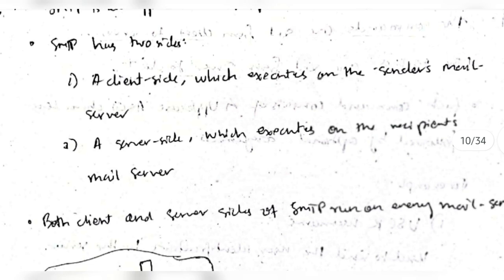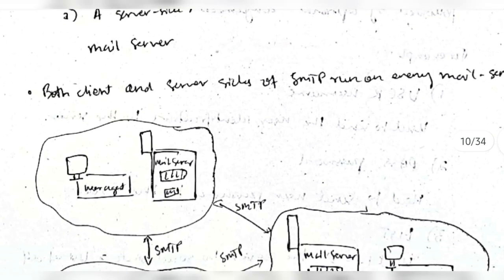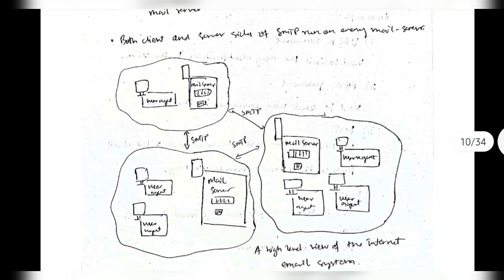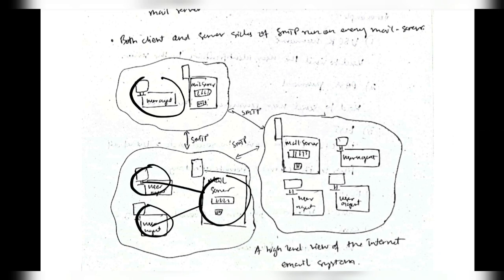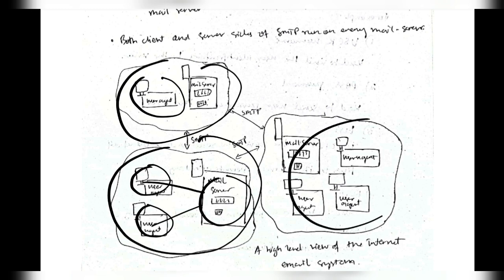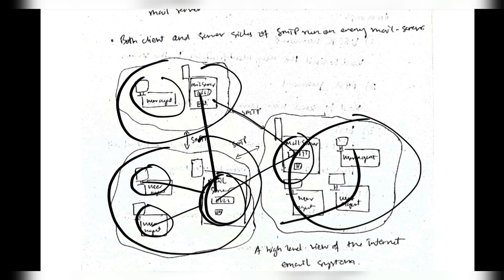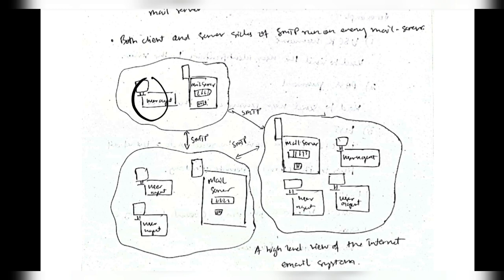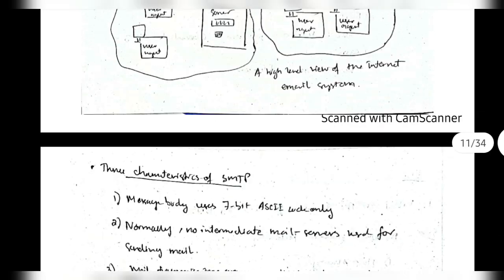SMTP has two sides, a client side and a server side. This is the diagram which you have to make. Here there are users, and for each user there will be a mail server. Each of the users is connected to its mail server, and the mail servers transfer the mails with each other. Suppose this user wants to send a mail to that user. He will send the mail to his server, then that server will transfer it to the next server, and this will transfer it to the other user. This is how SMTP works.